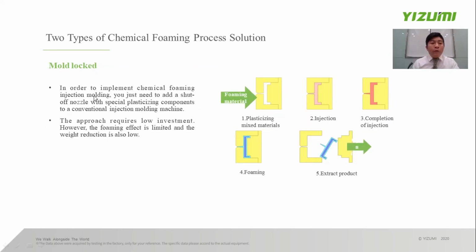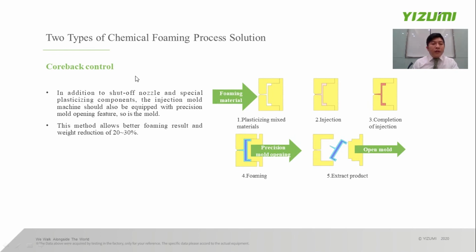Here, we will introduce the chemical forming process solution. Generally, there are two common types. One is mold lock. What does it mean? It means that the mold keeps static and does not open after injection. So the space for the chemical forming is limited. As a result, the forming ratio is low and the weight reduction is low as well.